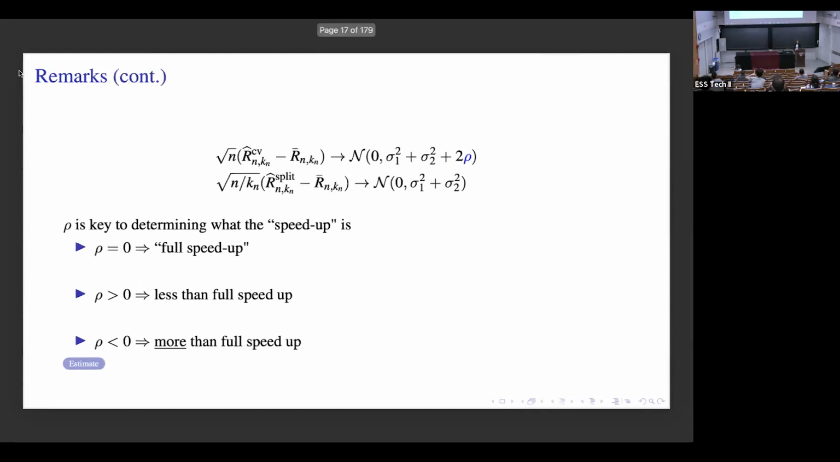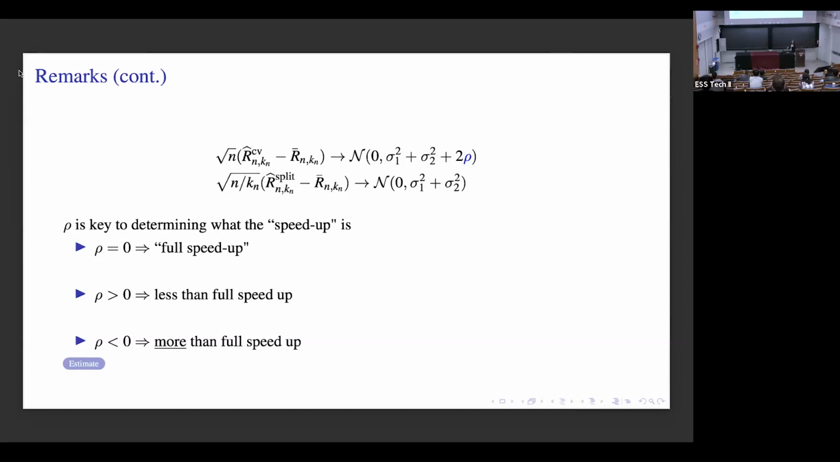Okay, so now that we know exactly the asymptotic distribution of a k-fold cross-validated risk, and we know exactly the asymptotic distribution of a split risk, we can exactly compare the speed of convergence. And so we see here that determining what this term rho is, is key to determining what the speed up is. If rho is equal to 0, then good news, the world is beautiful. We're in the setup of full speed up. Doing k-fold cross-validation is like having k times more data to do the split risk.